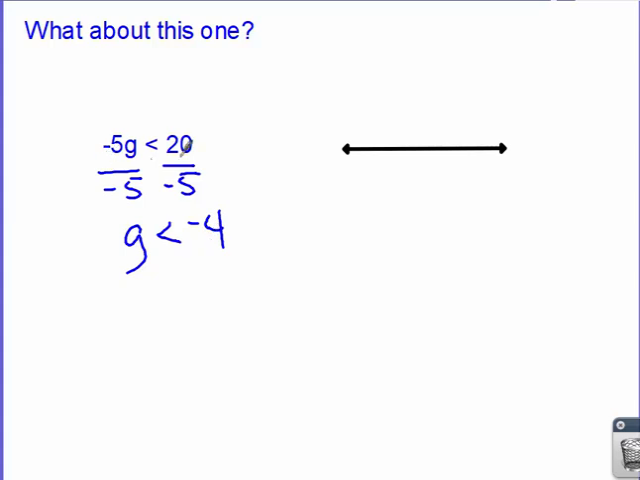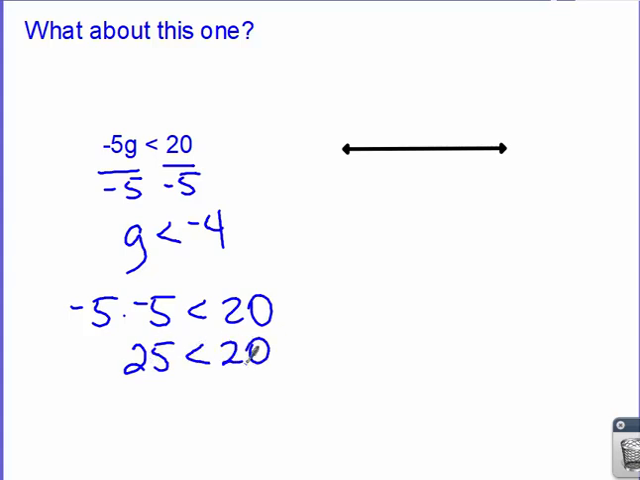So if I take that and plug it back into the original equation, that's negative 5 times negative 5 is less than 20. Well, negative 5 times negative 5 is positive 25. Is that less than 20? Oh, no, it's not. So that tells us that something's going on here. And what you have to understand about multiplying through or dividing through by a negative, it's going to flip the inequality as it goes across. Okay, so instead of this being g is less than negative 4, our answer is actually going to be g is greater than negative 4.